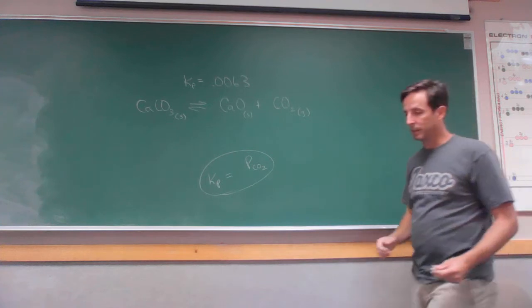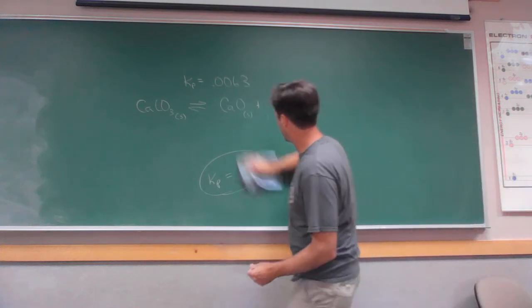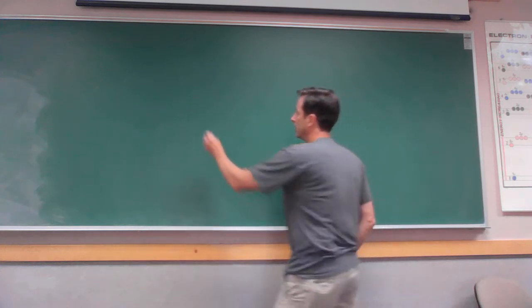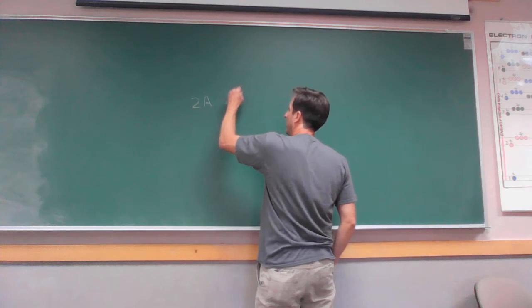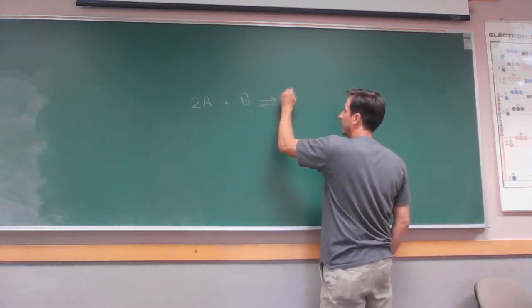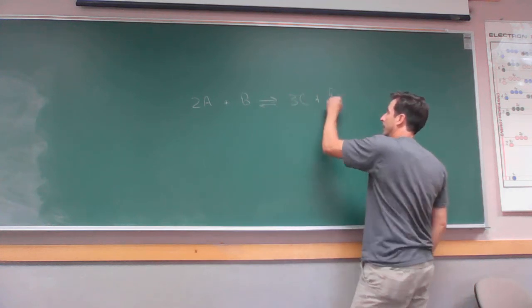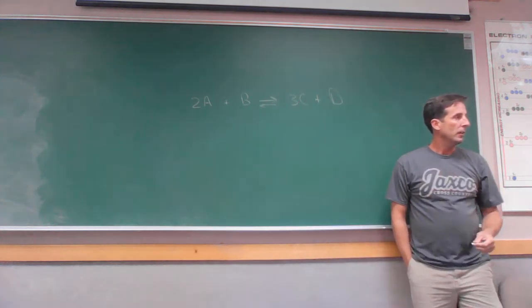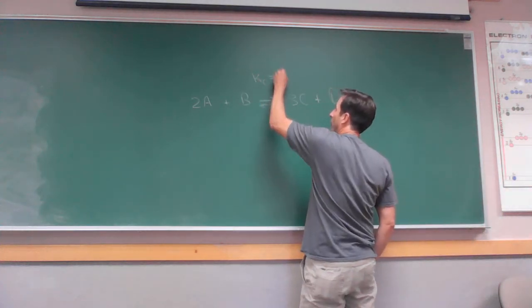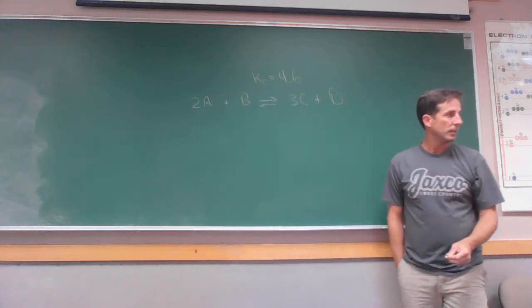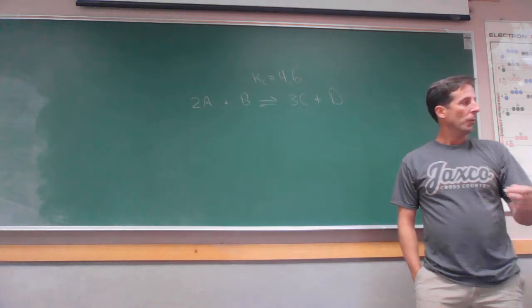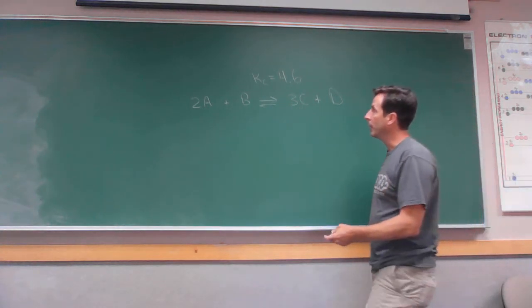All right, next one, last slide. I have a reaction 2A plus B yields 3C plus D. The value of K, let's assume it's probably a Kc value, is 4.6. Concentration of all species is initially 1.5. Which way will the reaction shift to reach equilibrium?